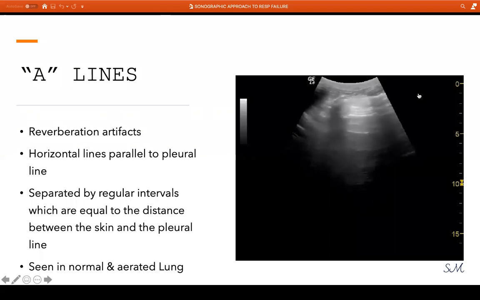Now, if I want to describe this ultrasound finding, these are called A lines because they are produced by reverberation artifact of the ultrasound beams at the level of pleura. These are horizontal lines parallel to the pleural line. They are separated by regular intervals, which are equal to the distance between the skin and the pleural line, and it is seen in normal and aerated lung. At the same time, we need to remember this finding can be present even if the air is situated outside the lung, that is within two pleural layers. A lines indicate there is air below the ultrasound probe.